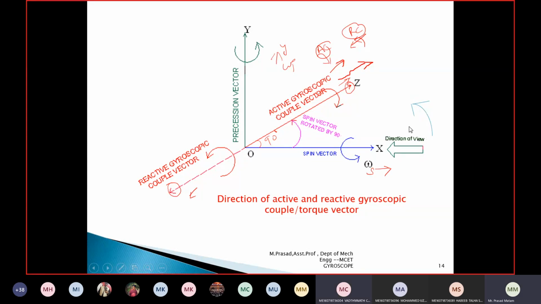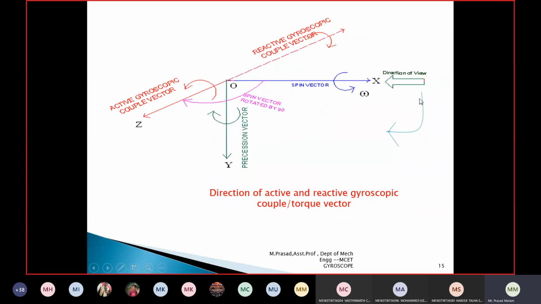When the turn is to the left side, seen from this side, it is a left turn. So my precession vector is coming upwards. Here you can see how I am rotating a right turn. Just imagine you are standing here. This shows your right hand. When I am trying to rotate the vehicle in a right turn, my precession vector is coming downwards.